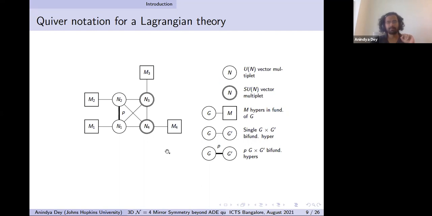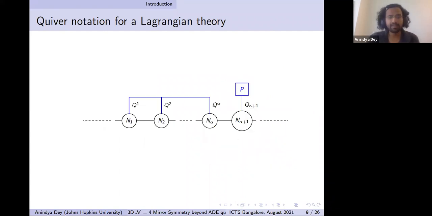Okay, is this notation clear? Okay, all the circles are vector multiplets and all the squares are hypermultiplets. Good.